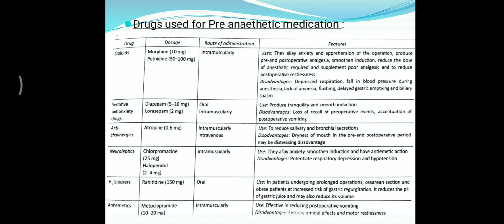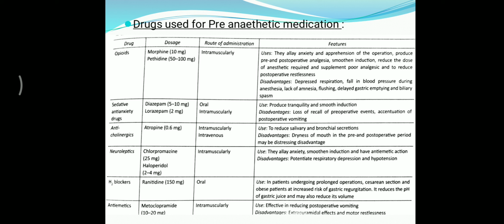Its disadvantages are depressed respiration, falling blood pressure during anesthesia, lack of amnesia, flushing, delayed gastric emptying, and biliary spasm. Sedative and anti-anxiety drugs, diazepam 5 to 10 mg, lorazepam 2 mg, orally or intramuscularly, produce tranquility and smooth induction, loss of recall of pre-operative events, accentuation of post-operative vomiting.